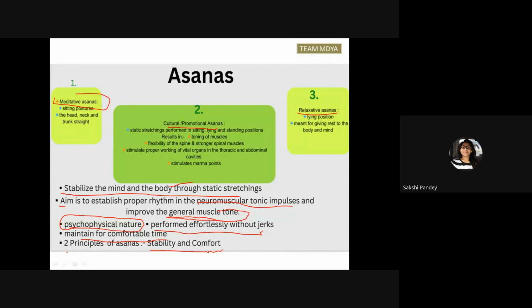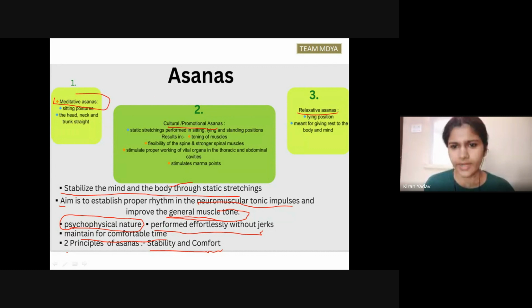And next, relaxative asana, which we do after the session. If we have done a one and a half hour session, then we do asanas like shavasana. Sometimes we do yoga nidra also. These kinds of things come in relaxative asanas, I guess. Yes, very good, Shastriji. Meditative postures are sitting postures, and the basic principle of meditative posture is that you need to keep your head straight. And cultural and promotional asanas are those which ease us physically.